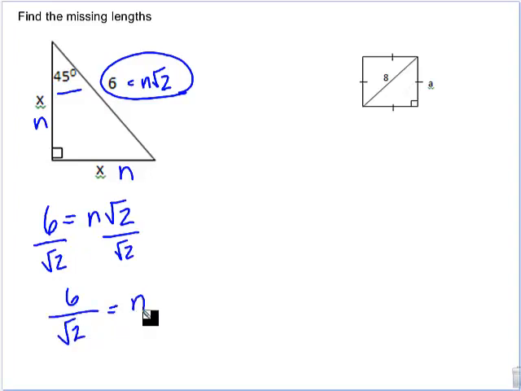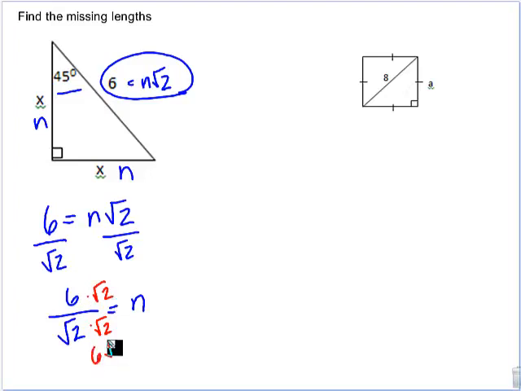Does that look like it is simplified? No. We can't have a radical in the denominator. We need to multiply this by something. If I multiply this by the square root of 2, what would my denominator become? 2. Okay, so if I multiply my denominator by the square root of 2, what should I multiply my numerator by? The square root of 2.